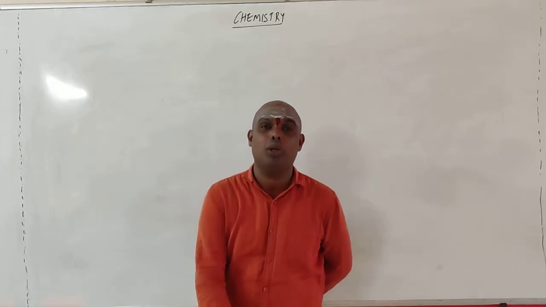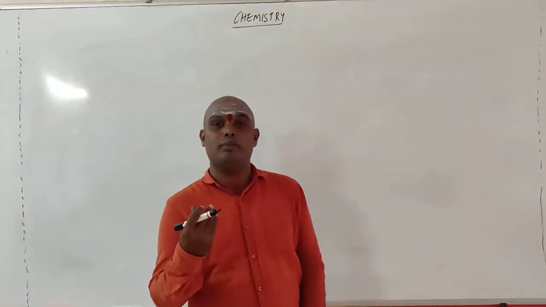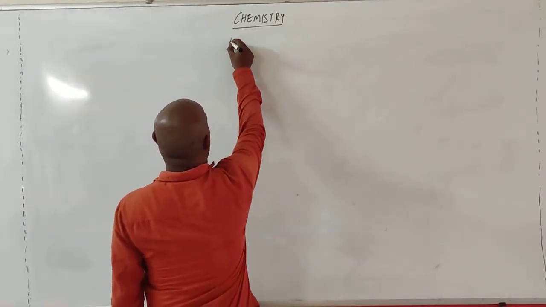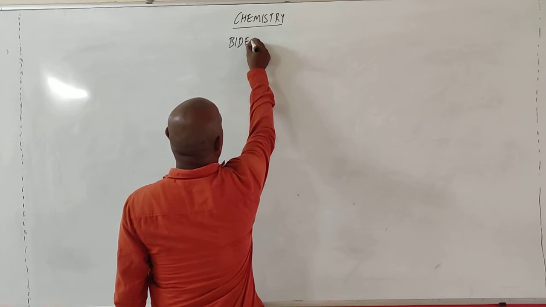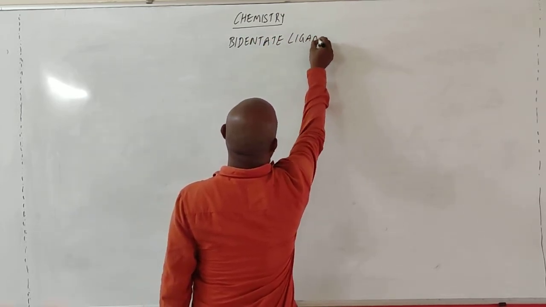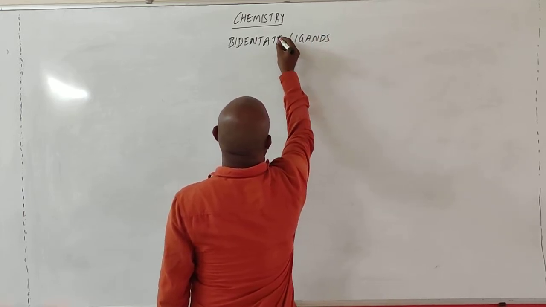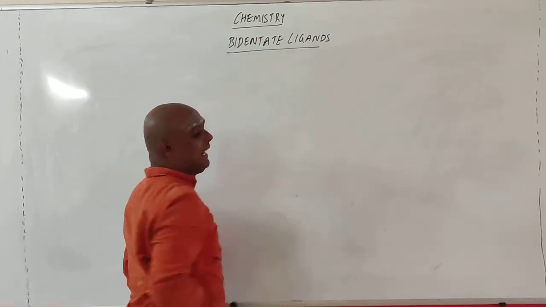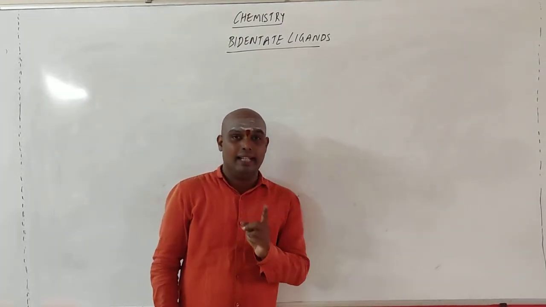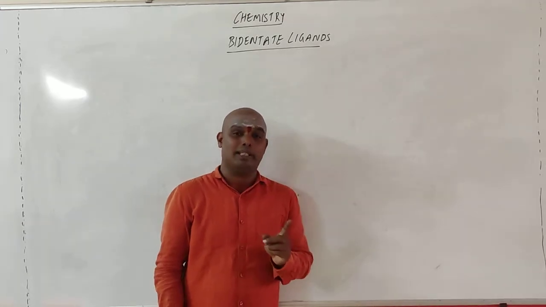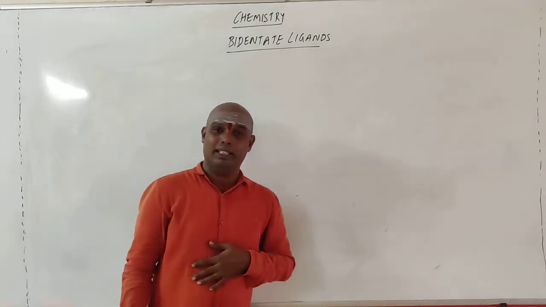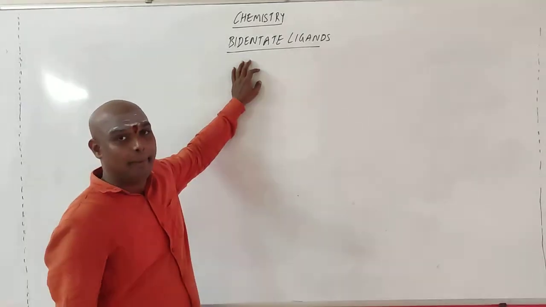Now in this session we are going to learn the geometrical isomers and optical isomers with respect to bidentate ligands. Bidentate ligand means only one ligand will be present, in which the donor atoms are two. Two donor atoms are present, and that is called a bidentate ligand.